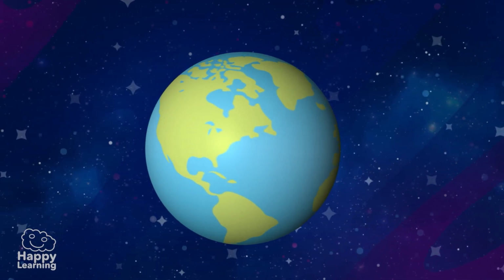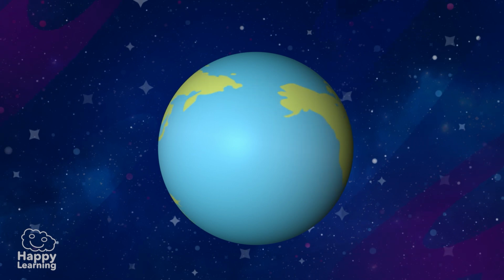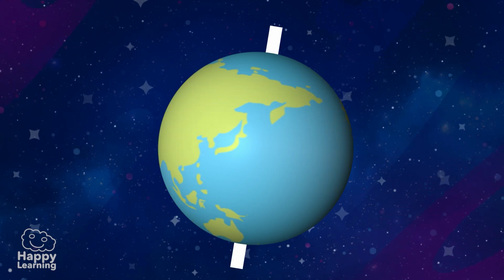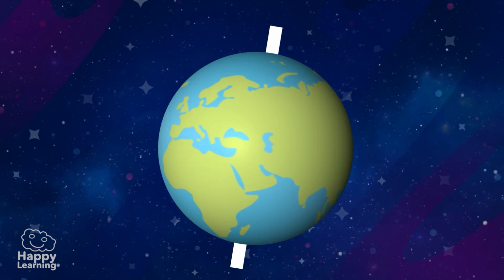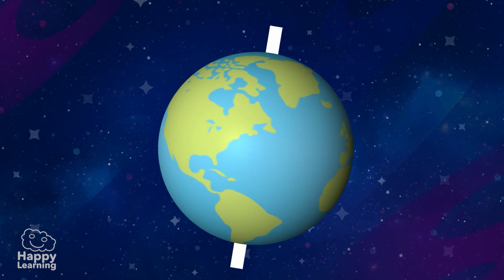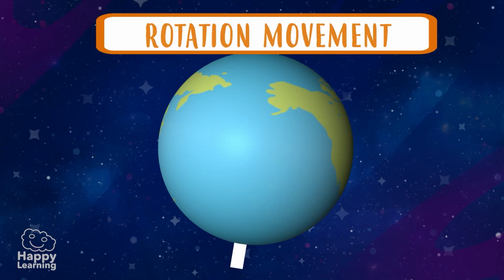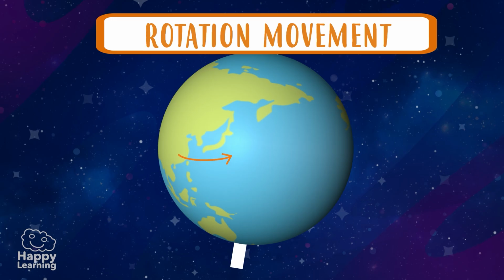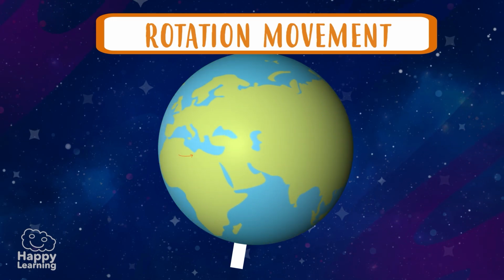Have a look at these images. It's the Earth, our planet. As you can see, it never stops. It's always spinning. We call this movement the rotation movement, because, as the name indicates, it is always rotating, meaning it is always spinning.